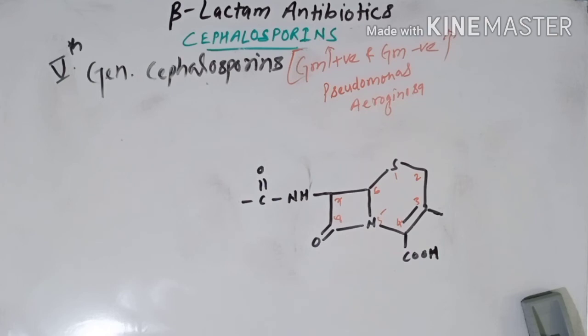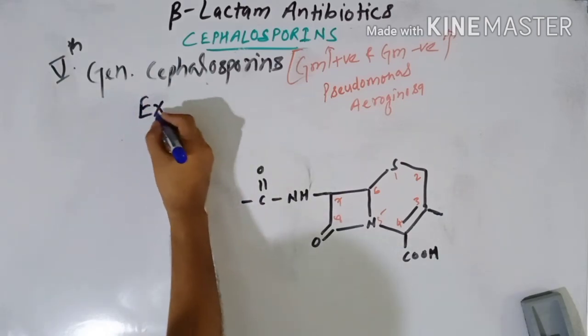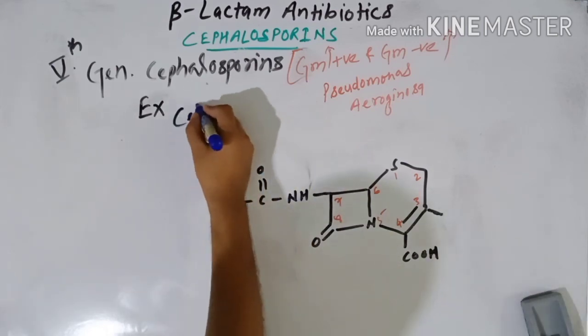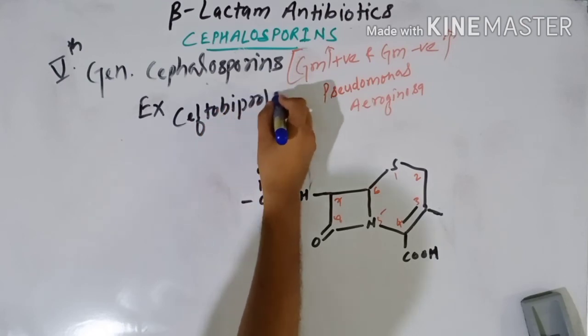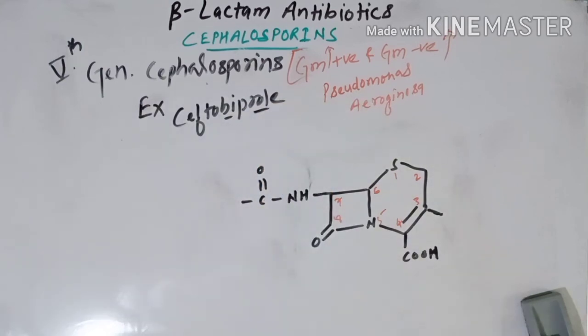So what is the example? Have a look at the example. This fifth generation cephalosporin includes ceftobiprole. The best example is ceftobiprole. Now here the suffix is biprole. Bi means two, prole means it looks like pyrrole. So biprole means two pyrrole rings are there. So where are those two pyrrole rings, and what is the structure of this drug?